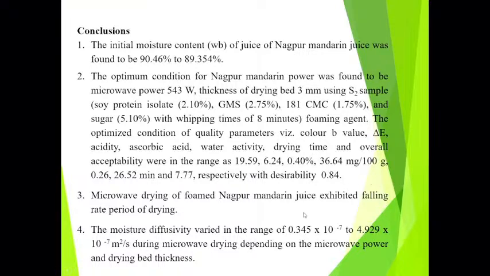Here the initial moisture content of the Nagpur mandarin after foaming was found to be 90 to 89% wet basis. Then the optimum condition for drying of Nagpur mandarin powder was 543 watt microwave power. Here we consider 500 watt power. Then the drying bed thickness is 3 mm, and the sample of soya protein isolate, GMC and CMC. Here these different concentrations are given, and the whipping time is 8 minutes with this optimized condition.